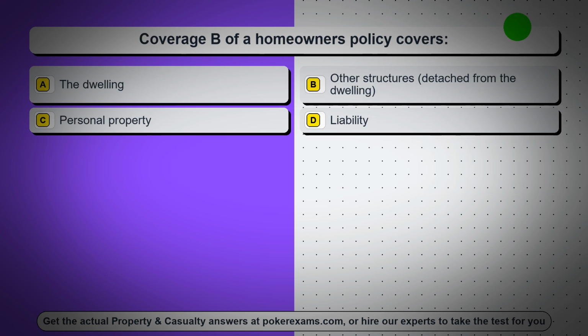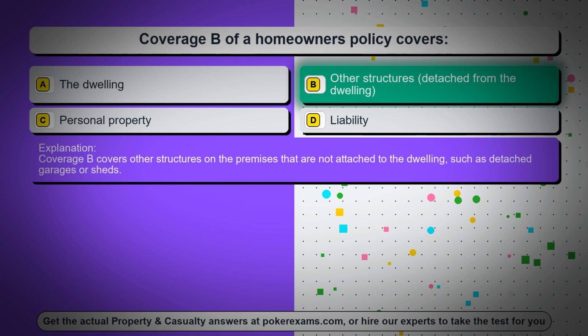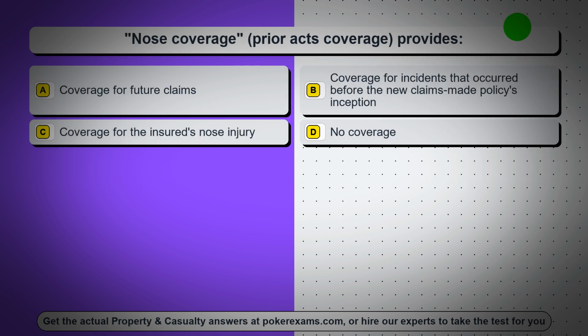Question 82. Coverage B of a homeowner's policy covers. Option A, the dwelling. Option B, other structures, detached from the dwelling. Option C, personal property. Option D, liability. The correct answer is option B, other structures, detached from the dwelling. Coverage B covers other structures on the premises that are not attached to the dwelling, such as detached garages or sheds.